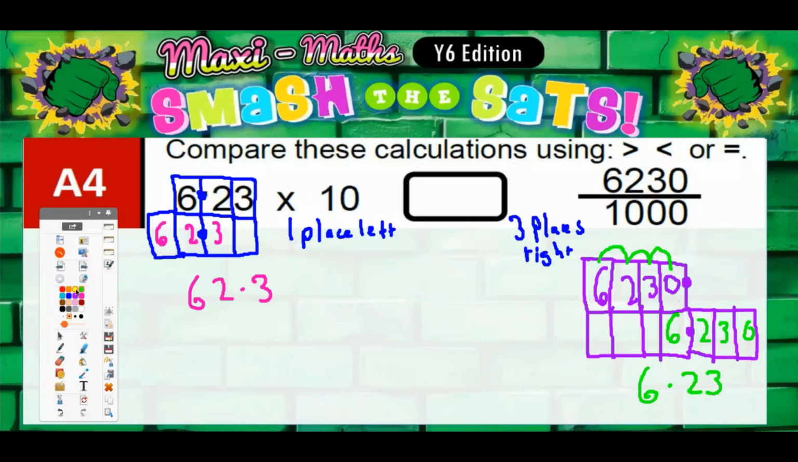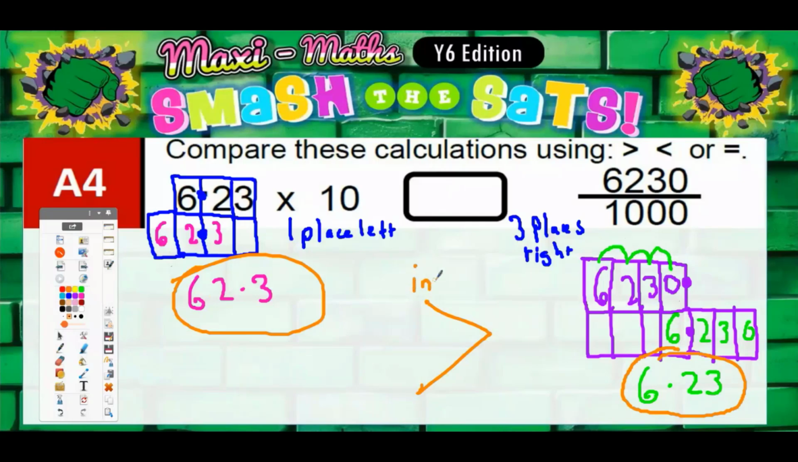And now it's time to compare your answers. So on the left-hand side, we've got 62.3. On the right-hand side, we've got 6.23. And clearly, 62.3 is bigger than 6.23. Therefore, the crocodile's mouth, or to give it its correct name, is the inequality sign.